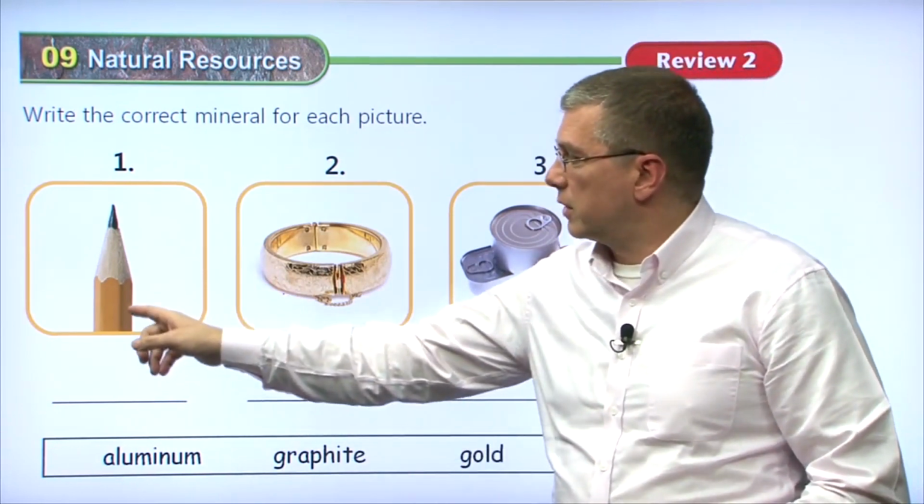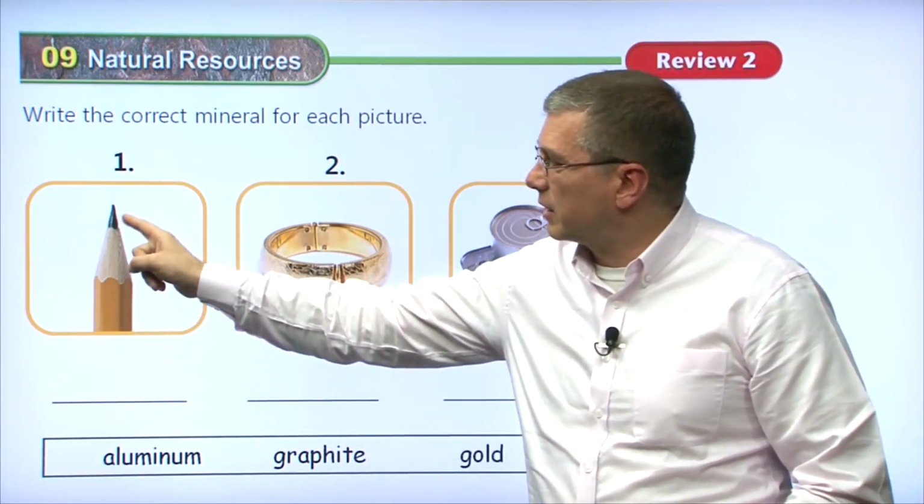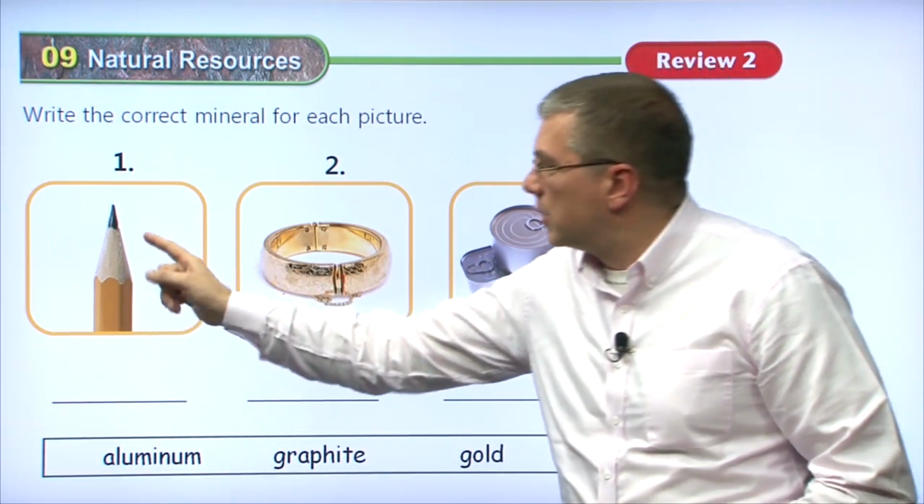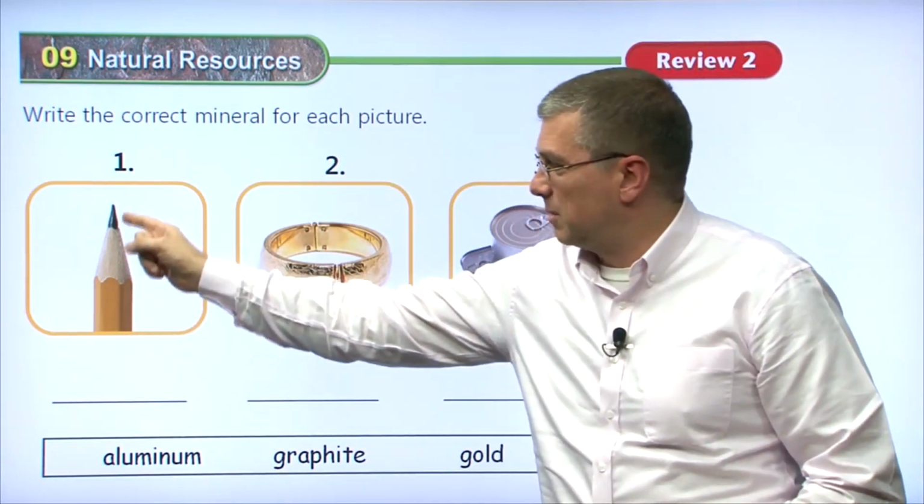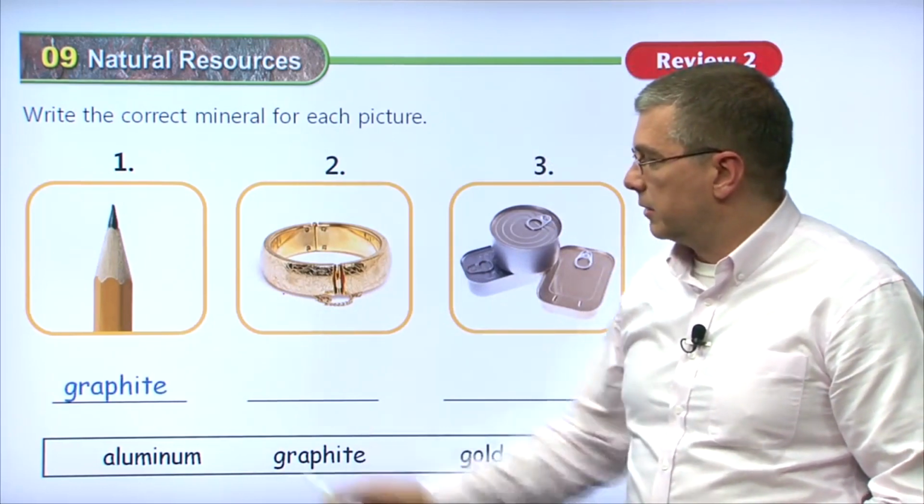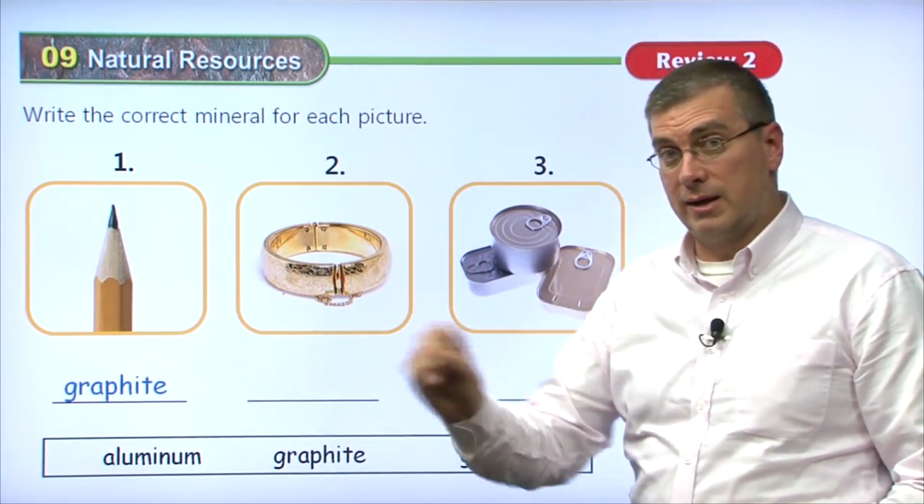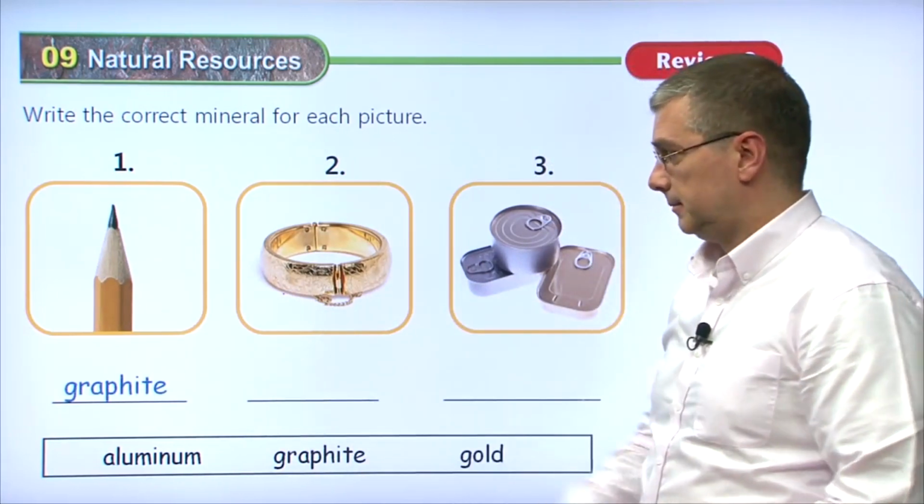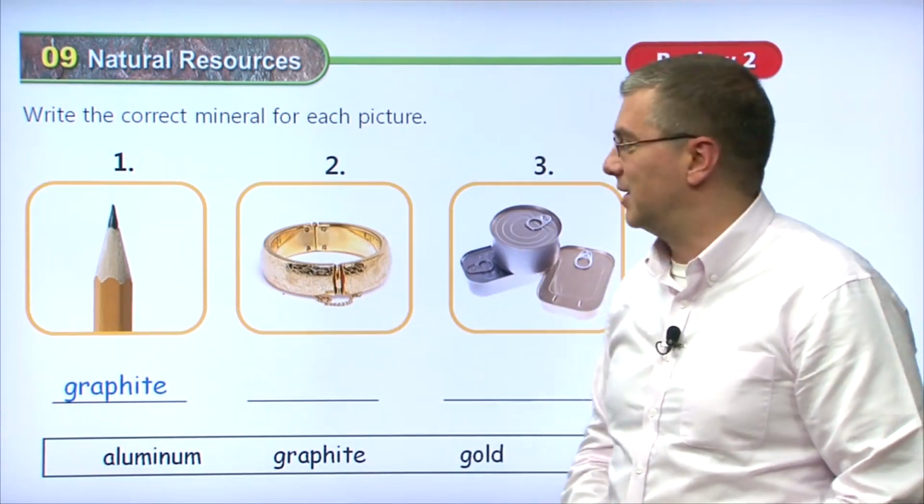The first picture, of course, is of a pencil. And remember, we talked about that inner core of the pencil. The wood surrounds this mineral. What do we use it for? What is it called? It's called graphite, and we use it to write our notes at school or to write a note to your friend.